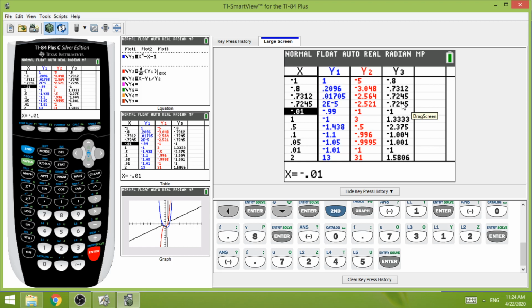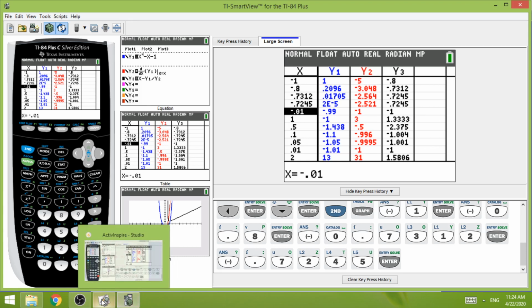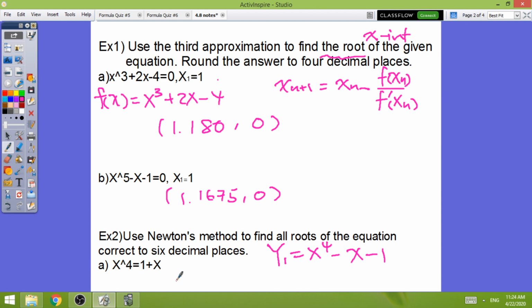So the first 0 would be considered -0.7245. Okay, so the first approximation, the first x-intercept would be negative 0.7245. This one you want to round it to 6 decimal places, so let's just add the 0 here. Just put the zeros, comma 0. So that's your first x-intercept.